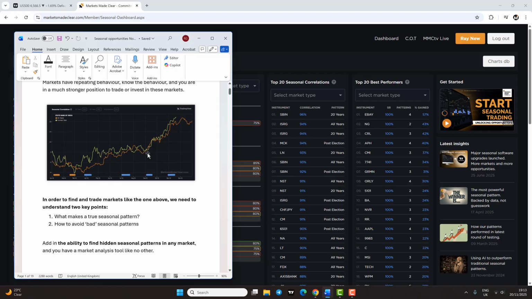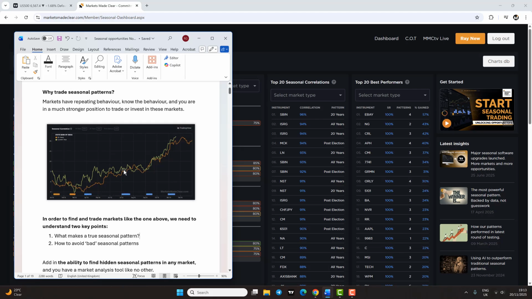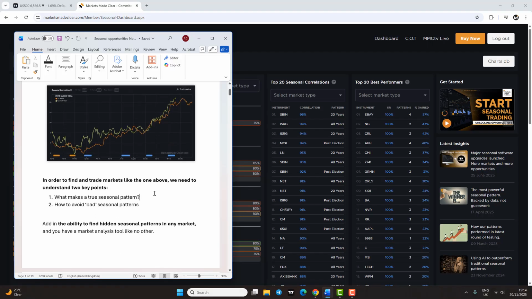But to understand what's going on here, we need to know two points. Some of you, as you said already, have some familiarity with seasonal patterns. You will have seen a seasonal chart before, but there are periods within it that aren't actually particularly seasonal. So to understand exactly what we're getting from a seasonal chart, we need to know a couple of points. First, what is actually a true seasonal pattern, and then how to avoid bad seasonal patterns. These are two things that the software does for us, but I want to go over them just so we understand what exactly they're doing.